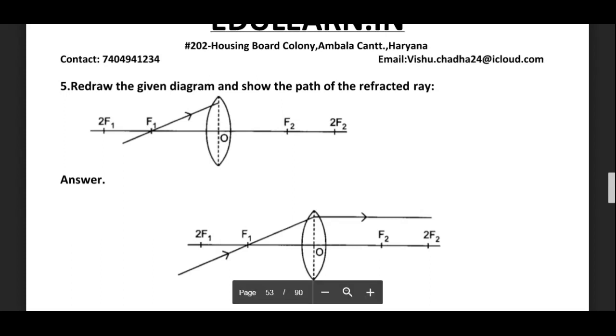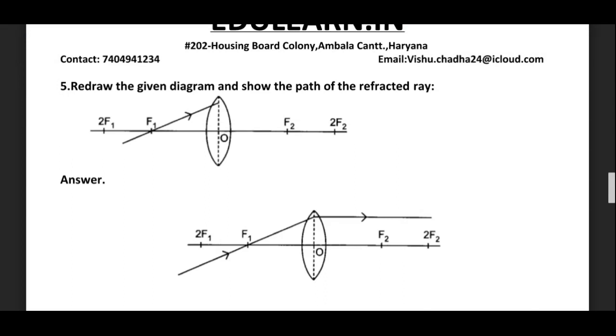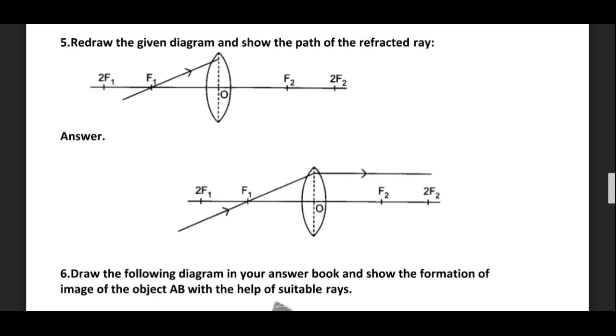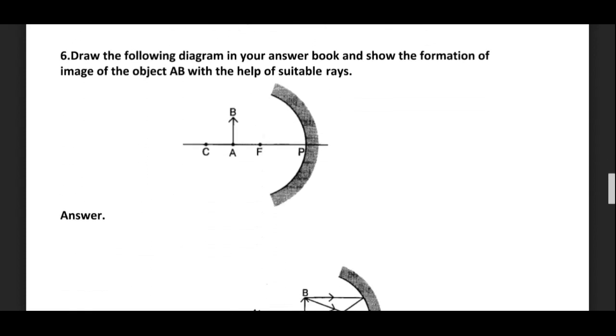See this, as it is passing through the focus, I have told you it will become parallel to the principal axis after refraction from the lens. So it is becoming parallel to the principal axis and the image in this case will be found at infinity. Now this is the next question.